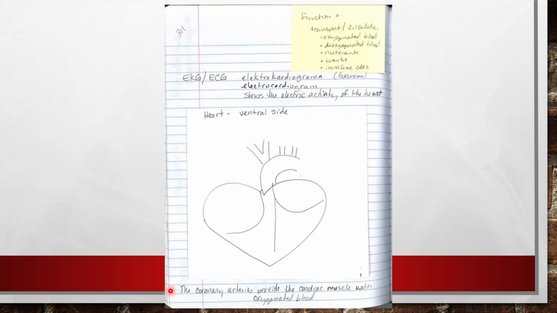Coronary arteries are important because coronary arteries provide the cardiac muscle with oxygenated blood. So the coronary arteries give the heart muscle its supply of oxygenated blood that it needs.